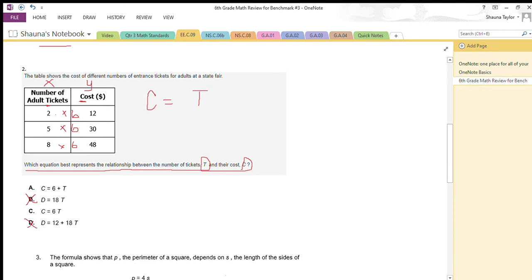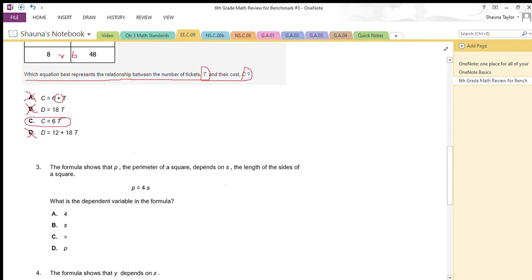So since I'm multiplying, what am I multiplying by? I wrote times 6 every single time, so I'm multiplying by 6. So C equals 6 times T. So now let me go down to my A and my C, and I notice A has a plus sign. Well, we're not adding, so I'm going to throw that away. If I look at C, it says C equals 6 times T. There's my answer. I am correct. Okay, let's go to the next problem.